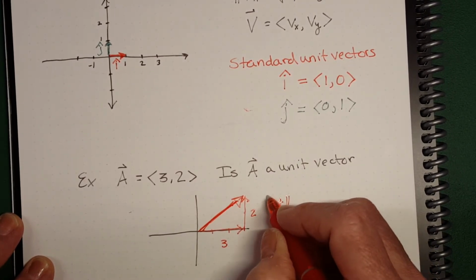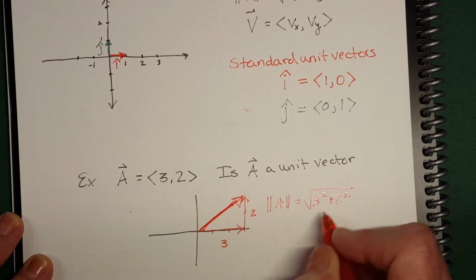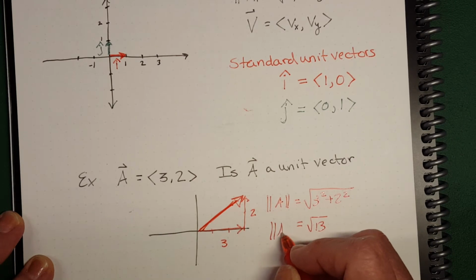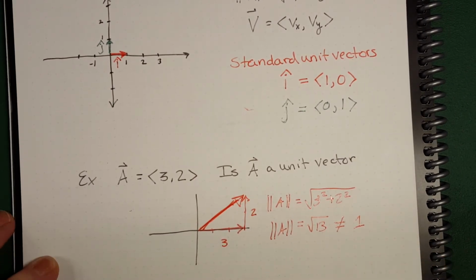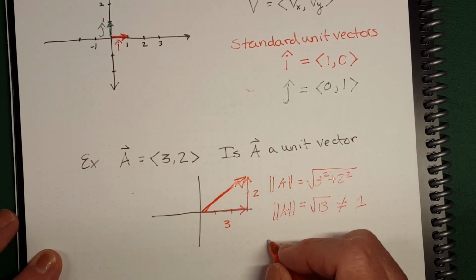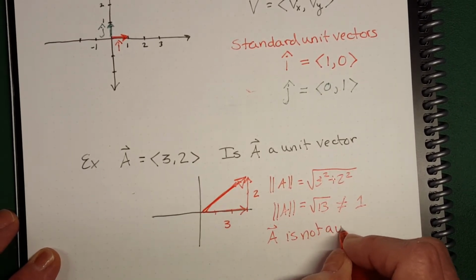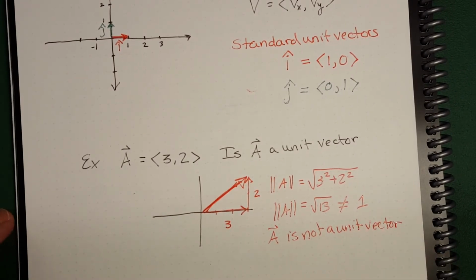The magnitude of vector A is equal to the square root of 3 squared plus 2 squared. So that's the square root of 13. So the magnitude of vector A is not equal to 1. So vector A is not a unit vector. That's all you need to do to prove something is a unit vector, is to see if its magnitude is 1.